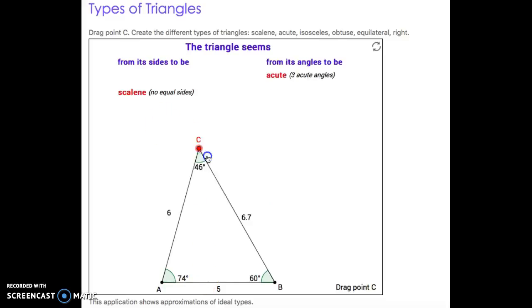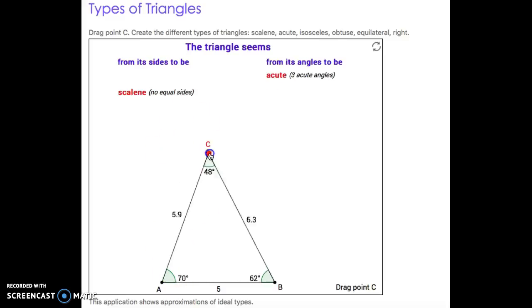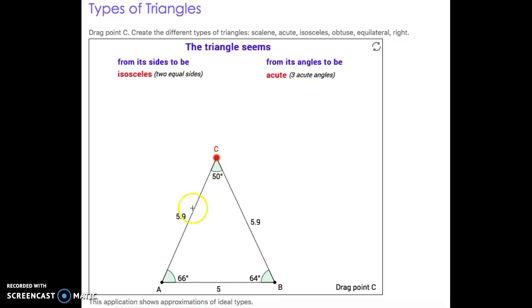Now, let's see an acute. Yep, there's an acute triangle. An acute triangle would have three acute angles. So an acute angle is any angle that is under 90 degrees. So remember we said our 90 degrees was our perfect little corner right here. See right there. And an acute angle would be any of these angles right here. So this 66-degree angle, this 64-degree angle, that 50-degree angle, etc.